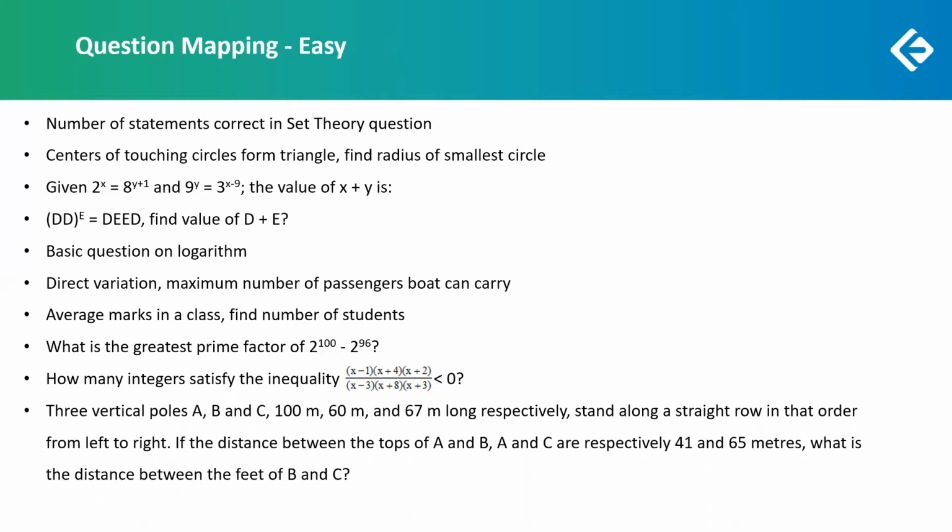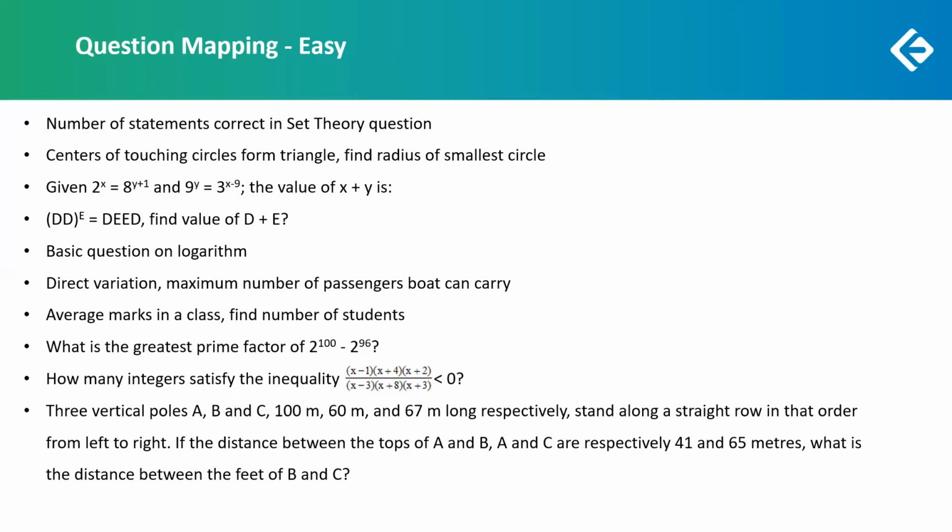Now, the next question was a question on indices. So 2 to the power x is equal to 8 to the power y plus 1. 9 to the power y is equal to 3 to the power x plus x minus 9. Very easy question. Using just the basic properties of indices, we could have seen that we were getting 2 linear equations here, which we could have easily solved to find the values of x and y. And then we could have found the value of x plus y.